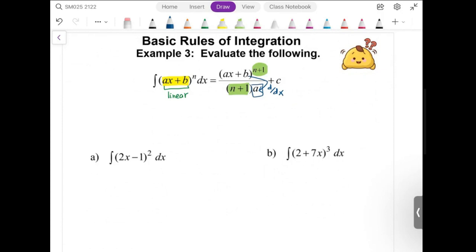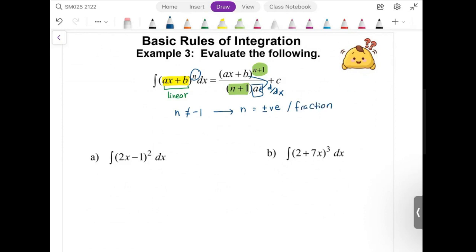Okay, so if we have this, tadi saya kata linear to the power of n. What is n here? N can be any constant except negative 1. Satu je syarat dia. N tak boleh sama dengan negatif 1. So n can be positive number. N can be negative number, and then n can be a fraction.